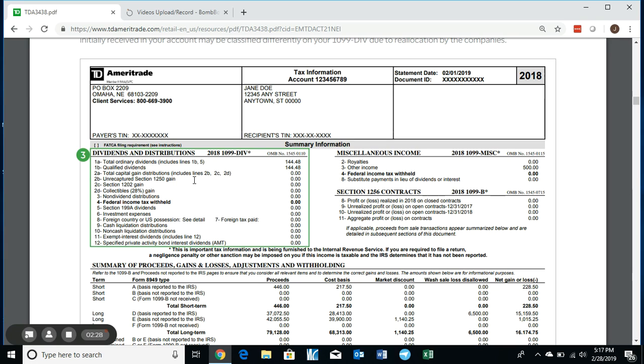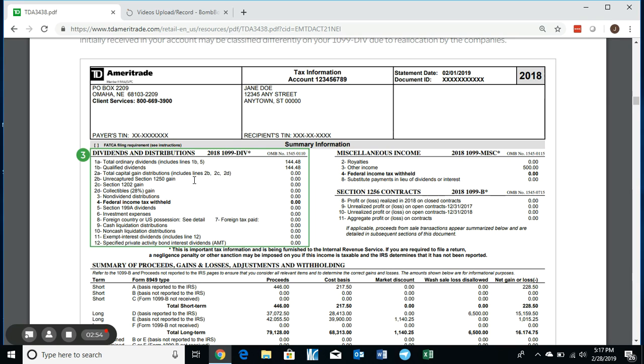Line 3, non-dividend distributions, are distributions that are not paid out of the earnings and profits of a corporation or mutual fund. So these are really referred to as return of capital. They do reduce the cost basis in the security, but they're not taxed until you have a return of basis or you sell the security.